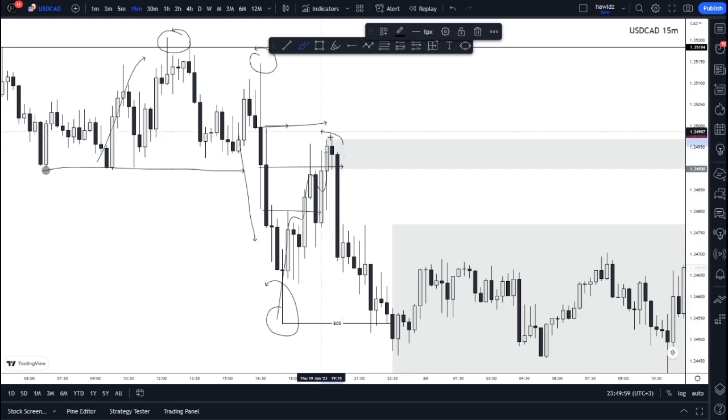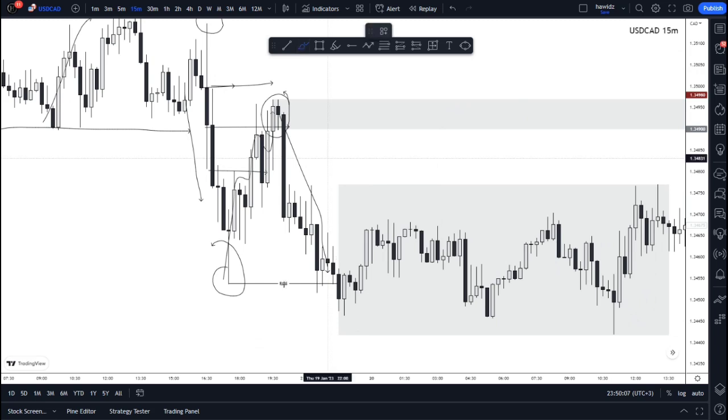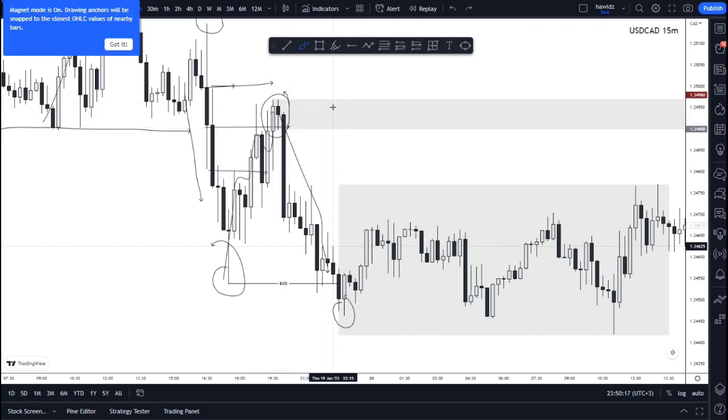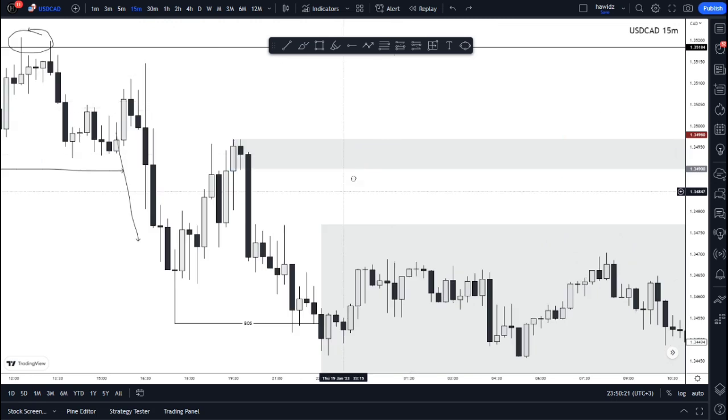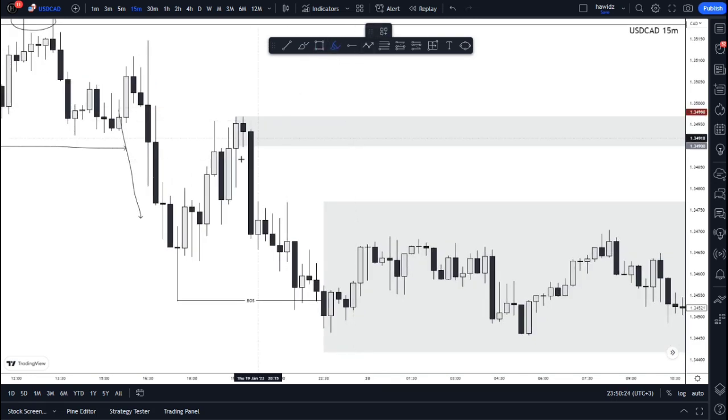Price comes in, taps it, so that right there was our first entry to go short. And lo and behold, price now breaks off and creates a new low from this high. And now we have this area right here. Let's look at this area, and why did I choose it? In this area here, this is where price goes up.